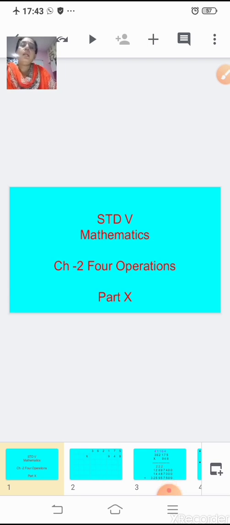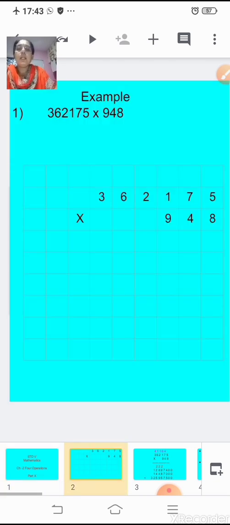Okay, now coming back to our subject. Today again we'll be doing chapter 2, 4 operations, and today we'll be doing part 10. In the last class we have already done some multiplication sums, simple multiplication sums using the tables. Today we'll be learning to find the product of 5 to 6 digit numbers. So let us start with an example.